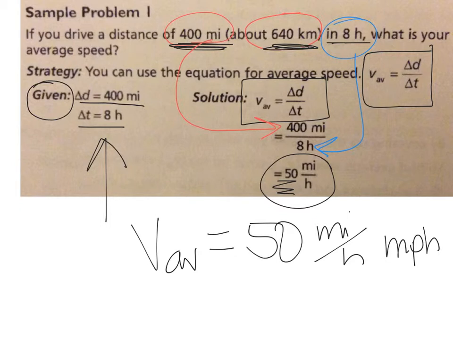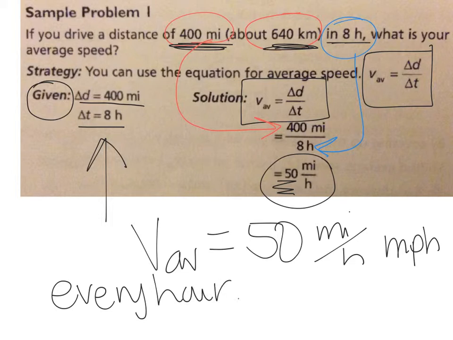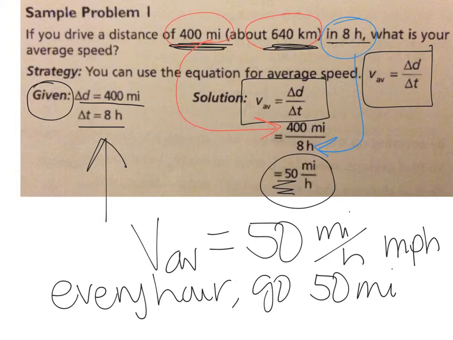That means every hour you travel, you go 50 miles. That's what miles per hour means. Now this equation works great if you're trying to figure out the average speed. But what if I have information and I want to figure out the time? Or what if I have information I want to figure out how far I went? I need to be able to rearrange this equation.